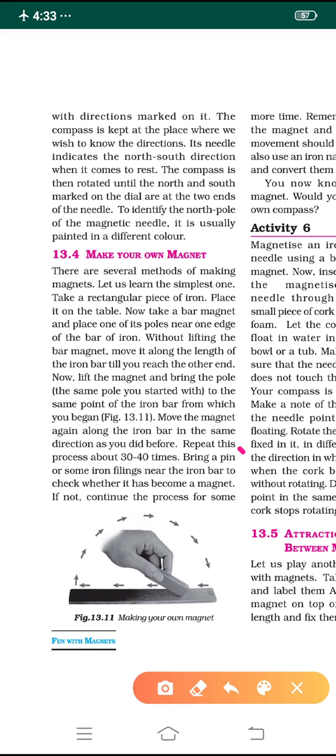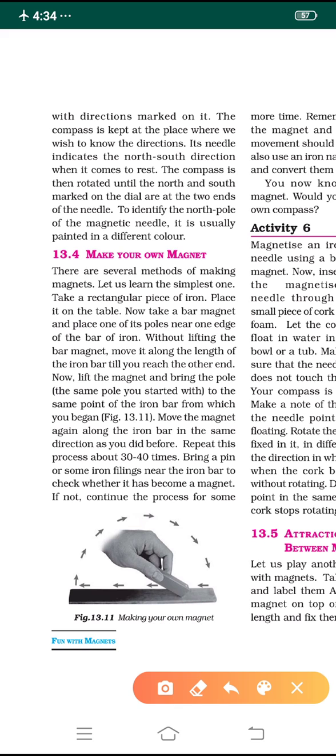Now bring one pin, any metal pin or some pieces of iron filings, near the iron bar. Bring some iron pieces or an iron pin or any iron filings near this iron bar. After some time, to check whether the iron bar has become a magnet or not, bring the iron filings or pin near this iron piece. It should be attracted towards the iron piece. If not, then you should think that it has not turned into a magnet.